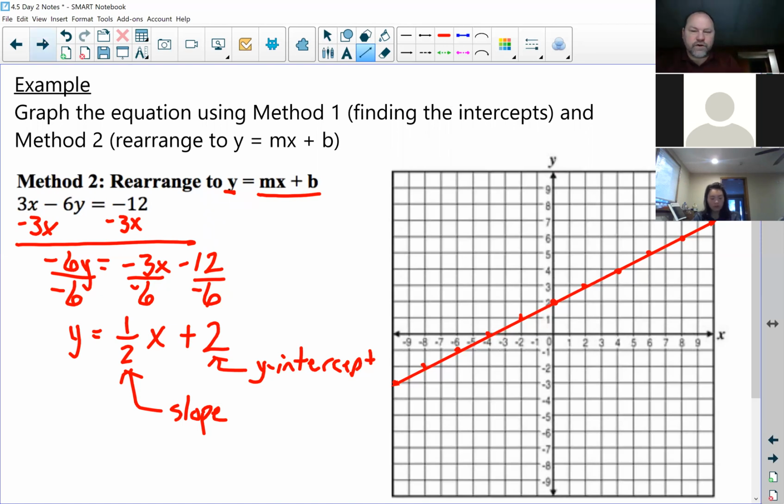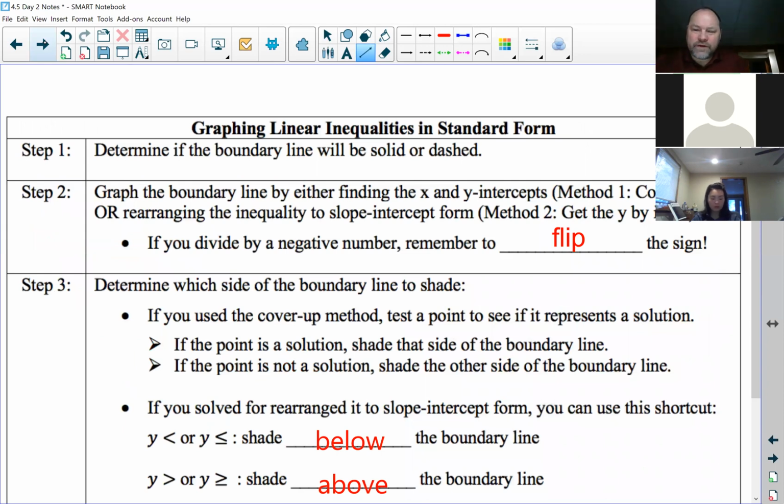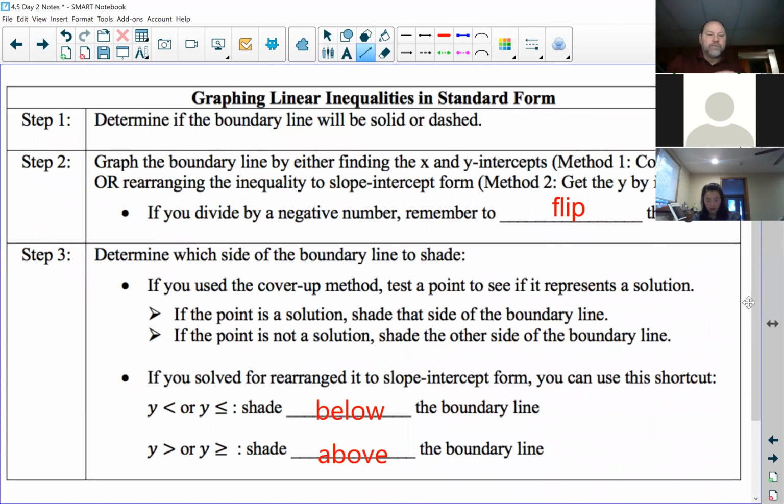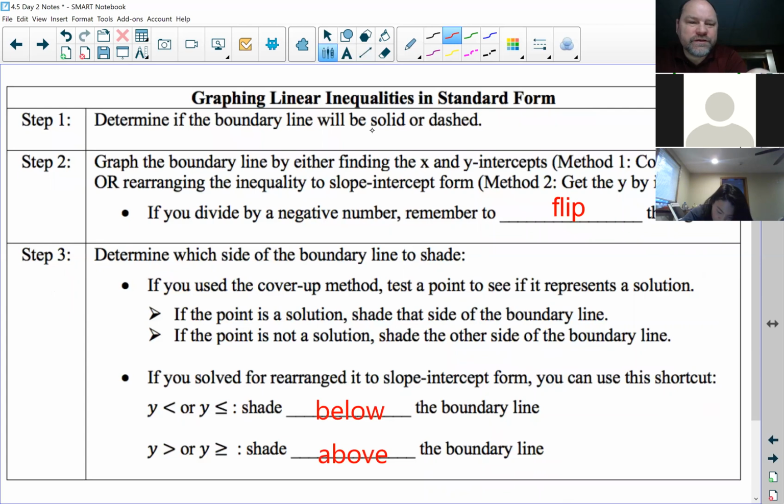All right, so when we have inequalities, we have a little bit more work to do. First of all, we're going to determine whether the boundary line will be solid or dashed. So remember, it will be solid if our inequality is greater than or equal to or less than or equal to, and dashed if it's only greater than or less than.